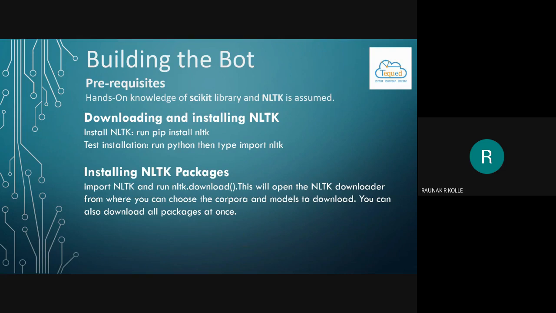Installing the NLTK packages. To install the NLTK packages, we import nltk and run the nltk.download function. This will open the NLTK downloader, from where you can choose the corpora and the models to download. You can also choose to download all the packages at once.